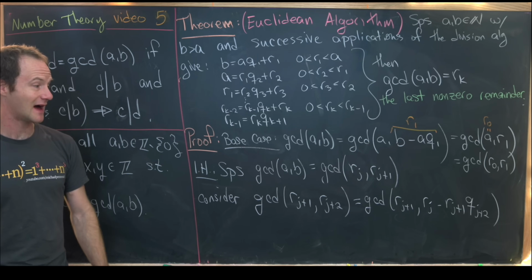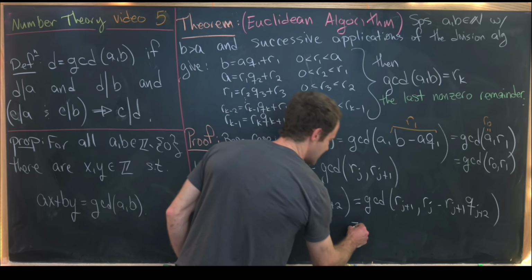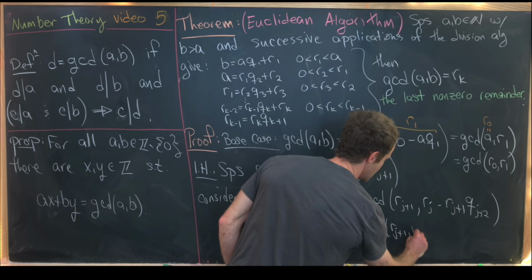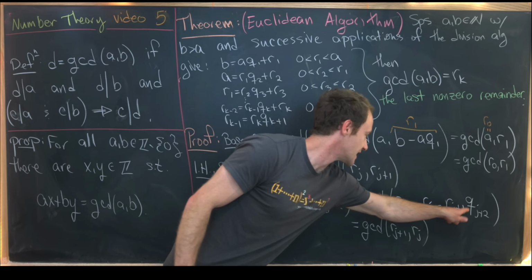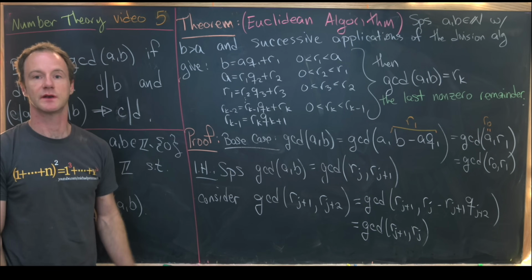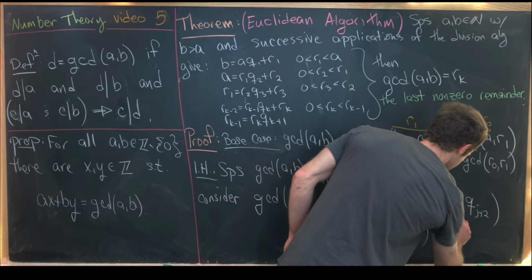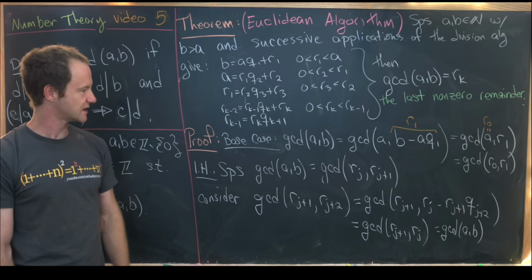Okay, nice. Again, that's just from inverting one of these equations right here. Now applying our lemma, we know that this GCD is the same thing as the GCD of Rj plus 1 with Rj, because this right here is a multiple of Rj plus 1. But our induction hypothesis said that was the same thing as the GCD of A with B. Okay, so let's see what we've done.